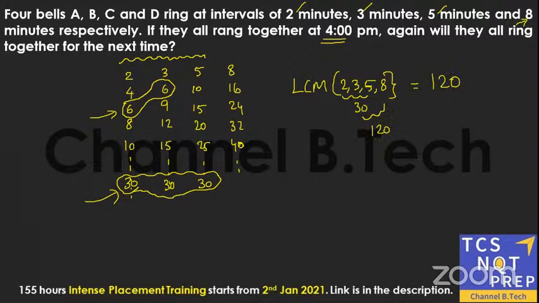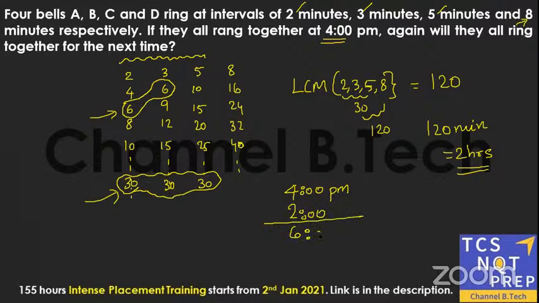Okay. What is 120 minutes? 2 hours, right? 120 minutes is 2 hours. So if the first time it rang at 4 p.m., and to this you add 2 hours, you will get 6 p.m. So all these bells will ring together again at 6 p.m. This is your answer. Basically, what you have to do is take the LCM of the values. That's all.